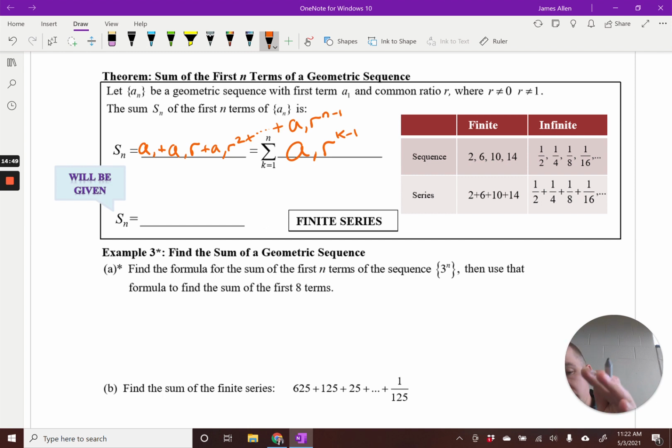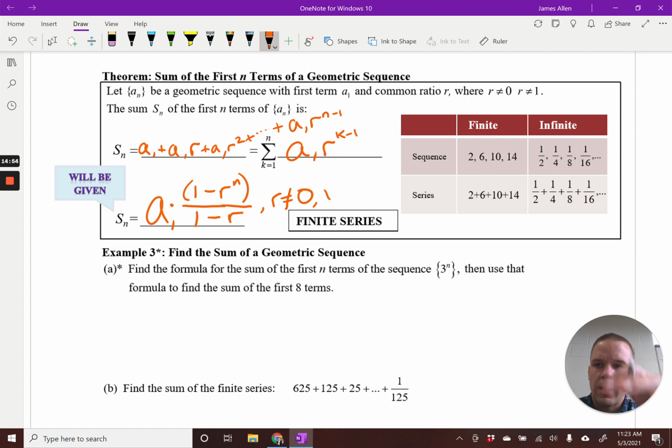Okay? There is a wonderful, fantastic formula. All right. So we've got our first term multiplied by, we have a fraction here. It would be, I'll put this in parentheses as well, 1 minus r raised to the n over 1 minus r. R being my common ratio. We don't want it to be 0 or 1 in this case. And this is for a finite series. Okay. If it was 1, it wouldn't be changing, right? It would be the same number every time. If I multiply by 1, it doesn't change. So what's the point? So it's not being 0 or 1, and that is finite, right?